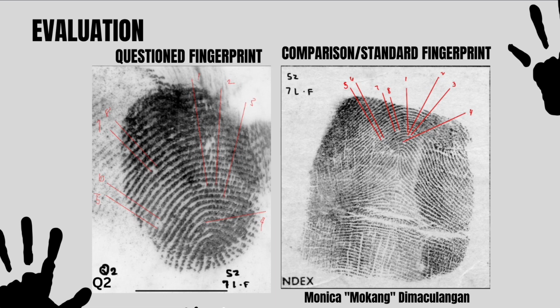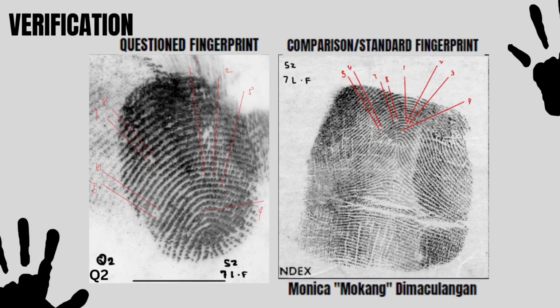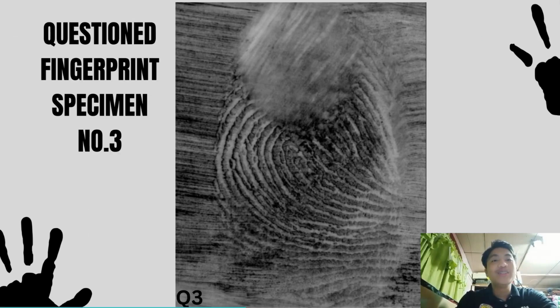Specifically, the sample prints from the outside rear road passenger and the fingerprint files match, which identifies that it came from the left index finger of Monica Mokang di Makulangan, and it is a plain arc pattern. Now, I can say that after conducting my individual verification on Q2, there were no conflicts encountered, and I acknowledge the conclusion of the first verifier. So I hereby verify the identification to Monica Mokang di Makulangan. Thank you. Good day, everyone.